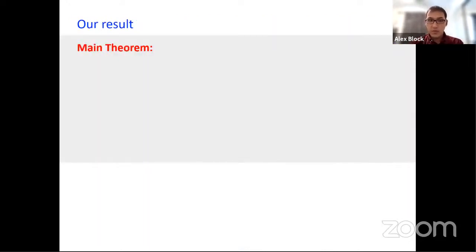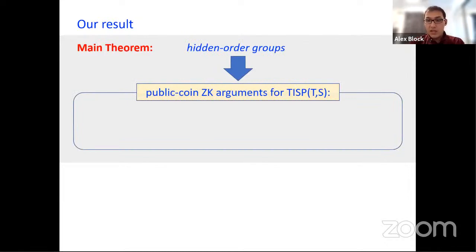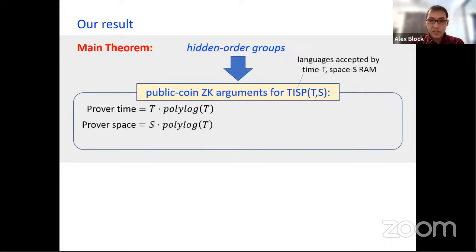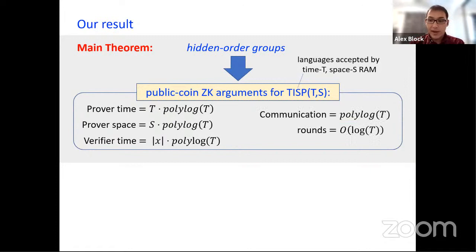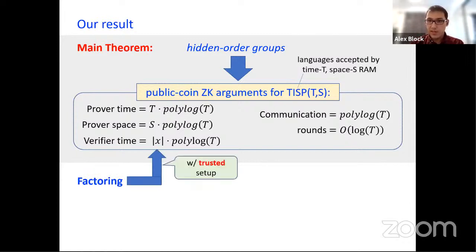So what is our main result? Well, given hidden order groups, we construct public coin zero-knowledge arguments for languages accepted by time T space S RAM programs, where the prover time and space and the verifier time are optimal up to polylog T factors. Our protocol is also interactive, has polylog T communication, and logarithmic number of rounds. Now, we can instantiate hidden order groups from many different assumptions. One such assumption is factoring via RSA groups, but this requires a trusted setup.